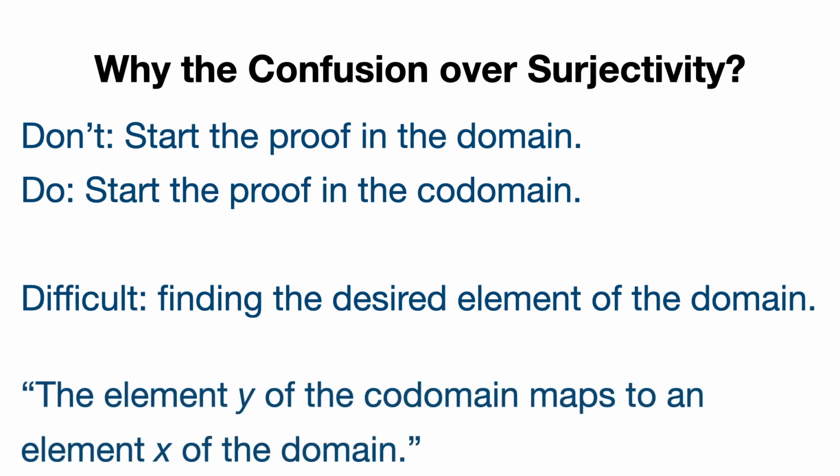Even finding the right language to describe what you're doing may be difficult. We want to go backward from the codomain to the domain, but unless the function happens to be both surjective and injective, the function f does not give us a function that maps backwards from the codomain to the domain. So we do not want our language to imply this.